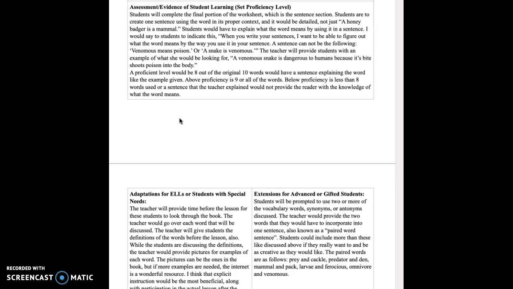So the proficient level here would be 8 out of the original 10 words would have a sentence explaining the word, like the example given. Above proficiency is 9 or all of the words, and below proficiency is less than 8 words being used in a sentence, or using one of those sentences that doesn't explain what the word means.